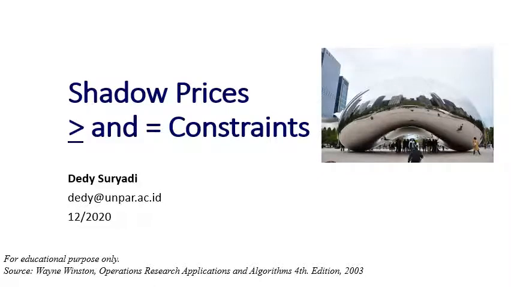So far, we have only talked about the shadow prices for the less than or equal to constraints. Now, what if the sign of the constraints are greater than or equal to, or an equality constraint? So let's start.